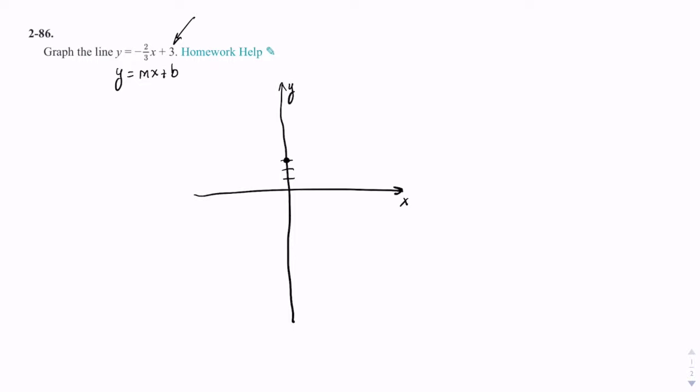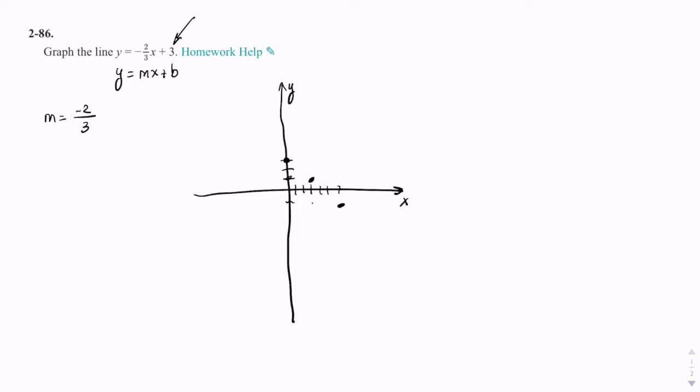The y-intercept is 3. Now the slope is negative 2/3. And you can think of the slope as negative 2 over 3, right? That's negative 2/3. So that means I go down 2 to here and then over 3 to here, right? So there's a point. And I could do that again. I could go down 2 to here and then over 3 to here, right?